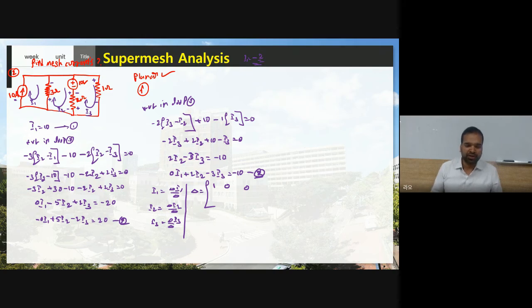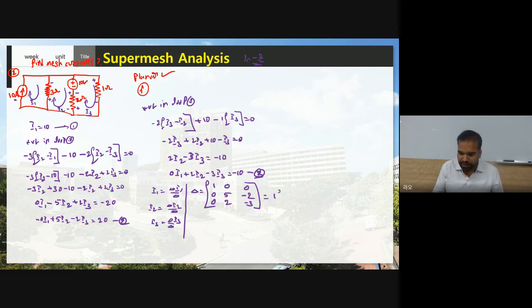Then from equation 2, I1 term is what? 0, because you don't have. And I2 term is what? 5. And I3 term minus 2. And from equation 3, you don't have I1 term, therefore 0. And I2 coefficient is what? 2. I3 coefficient is 3. Now you need to find the determinant of this delta.